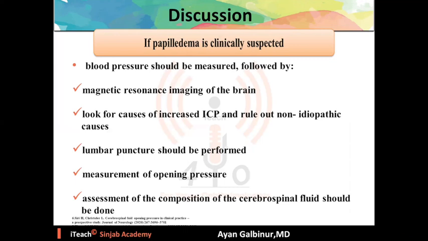So if papilledema is clinically suspected, blood pressure should be measured, followed by magnetic resonance imaging of the brain. Look for the cause of increased ICP and rule out non-idiopathic causes. Lumbar puncture should be performed, measurement of opening pressure, and assessment of the composition of the cerebrospinal fluid should be done.